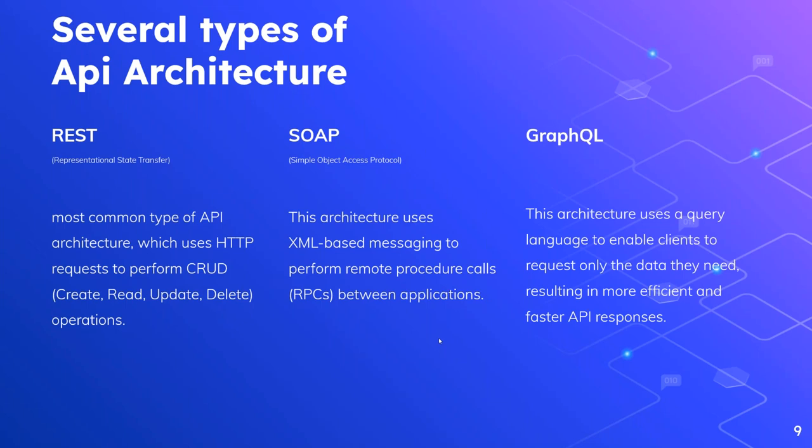GraphQL is a query language and runtime for APIs developed by Facebook. It allows clients to request precisely the data they need and nothing more. Unlike REST and SOAP, GraphQL provides a single endpoint and enables clients to specify the structure of the responses they desire. With GraphQL, clients can define their data requirements through queries, which are sent to the GraphQL server. The server processes the query and returns a response with the requested data. This flexibility eliminates overfetching or underfetching of data, commonly seen in RESTful APIs. It also provides a strong type system and introspection capabilities, making it easier for clients to discover and understand the available API schema. That's all about the types of API architecture: REST, SOAP, and GraphQL.